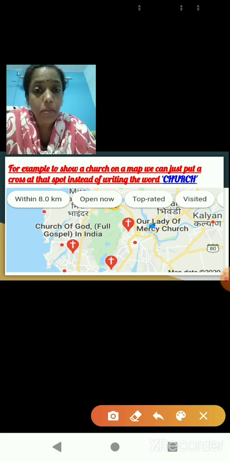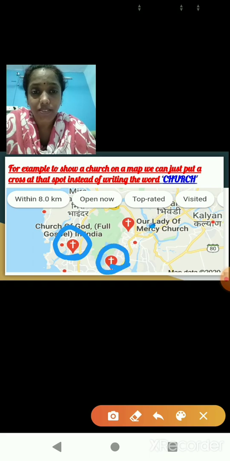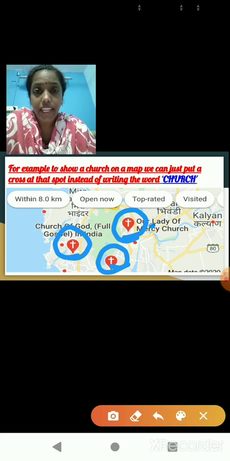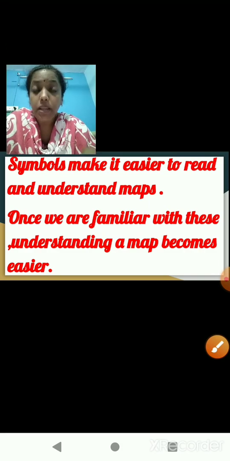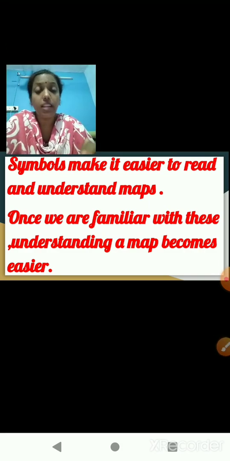Now see children, here is a map. We can see the symbol of cross sign, isn't it? So this indicates that in the particular location, in that area, there is a church. So instead of writing the word church, the symbol shows that there is a church. So symbols make it easier to read and understand maps. Once we are familiar with these symbols, understanding a map becomes very easy.